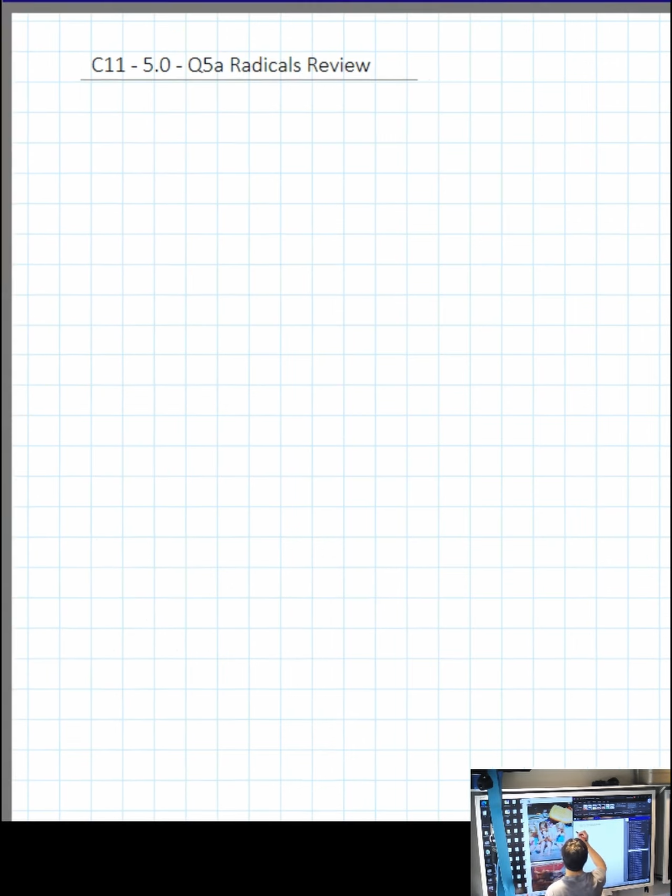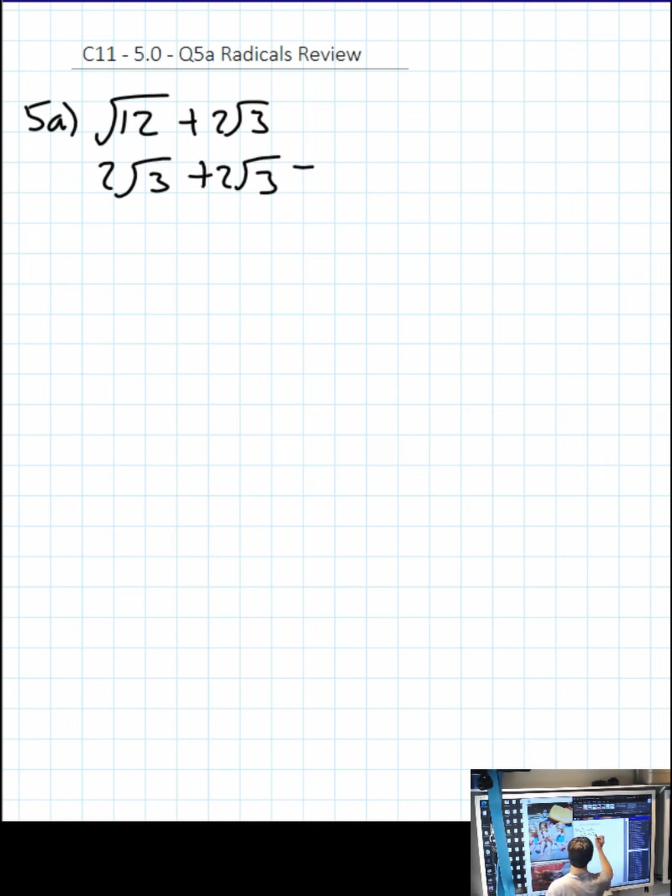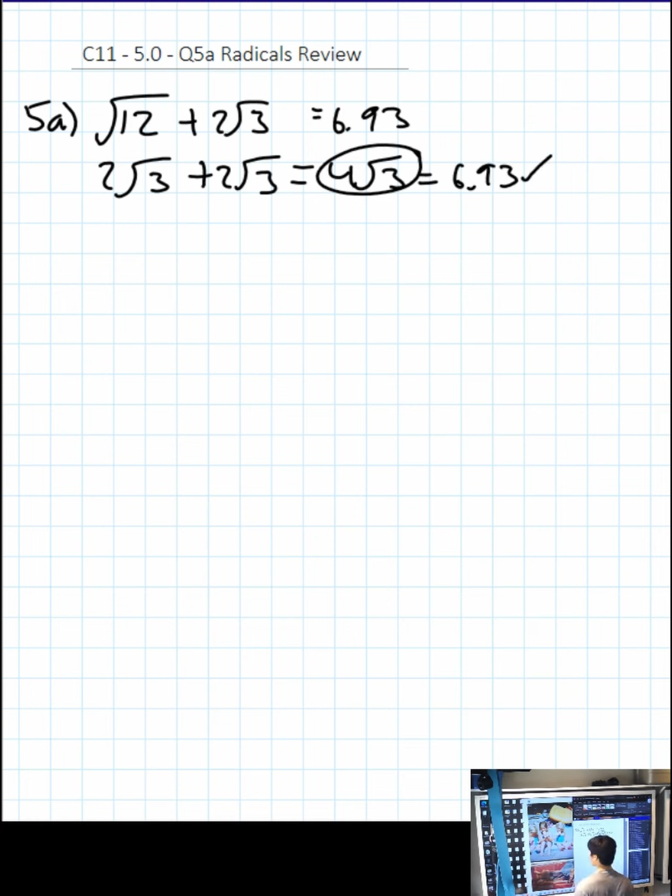Okay, we have 5a. We have square root 12 plus 2 root 3. So square root 12 simplifies to be 2 root 3 plus 2 root 3 equals 4 root 3. Let's check this on the calculator. So if I type it on the calculator, square root 12 plus 2 square root 3, we get 6.93. And then if we circle our answer, 4 root 3, if I type in 4 root 3, we get the same answer, 6.93. Nice.